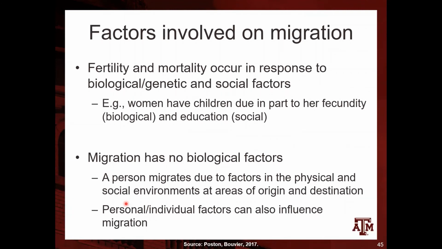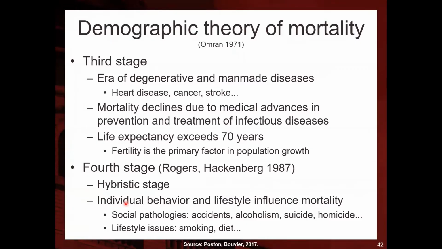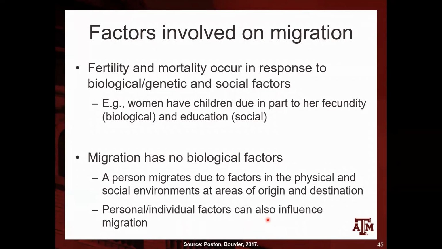Fertility and mortality happen in response to biological and social factors, right? Women have children due in part to their biological ability to have children, fecundity, and also to social factors. More educated women usually have fewer children than others. Mortality is also affected by biological and social factors. I just mentioned here in the fourth stage, social, individual behavior, social factors that might influence mortality, but also genetic. Some people might be more likely to die younger than others. Migration has no biological factors.